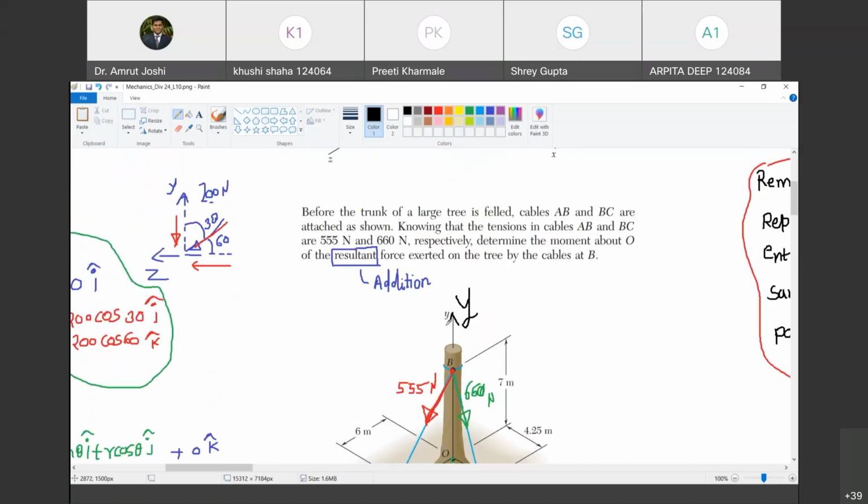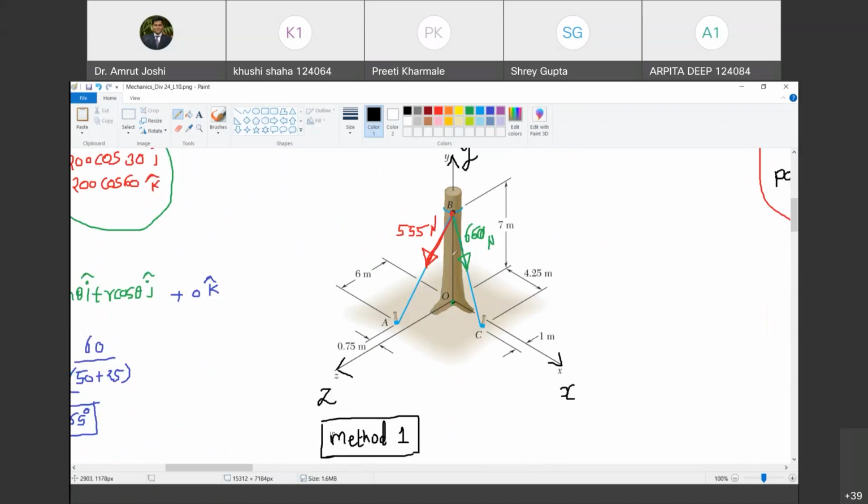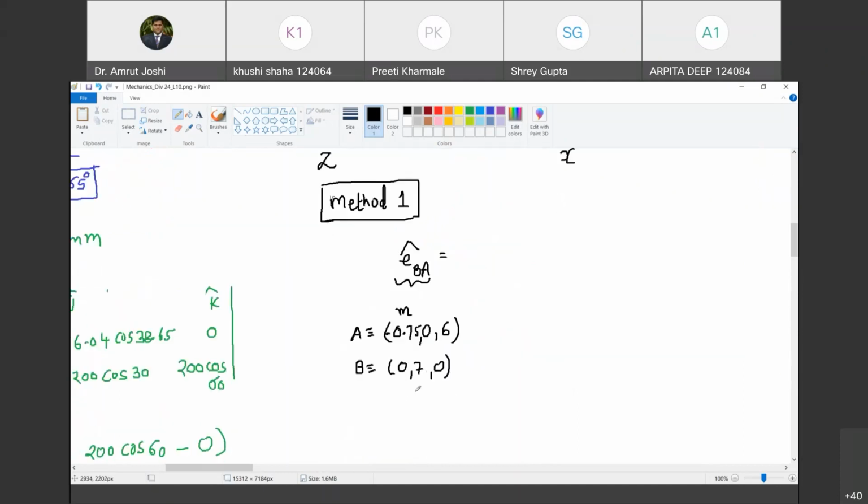What are the coordinates of B? Coordinates are quite easy. Point B lies exactly above point O, so only the y coordinate will prevail. X and z coordinates will be 0. Do you agree with me? Yes, sir. So what are the coordinates of point B? 0, 7, 0. Happy? Yes, sir.